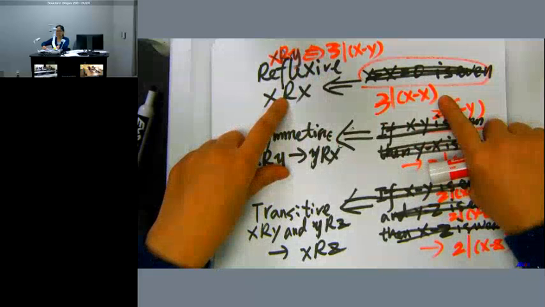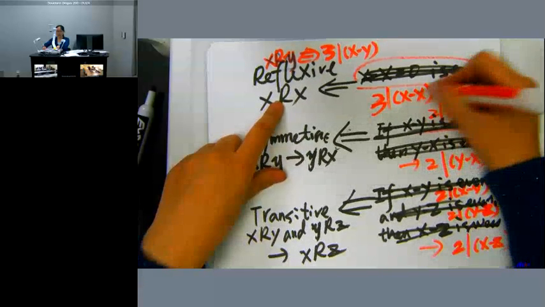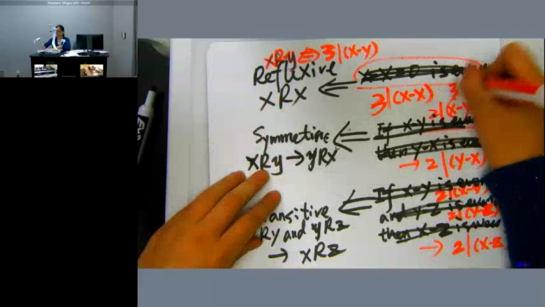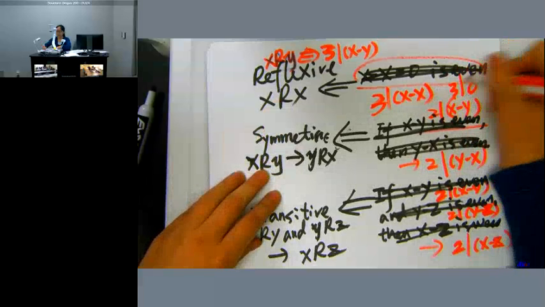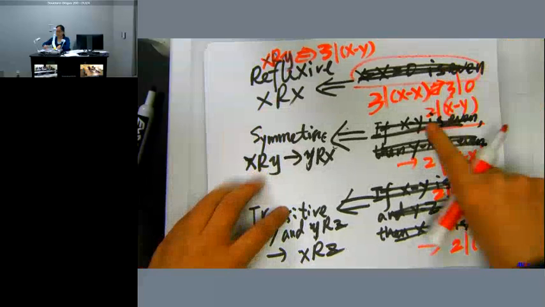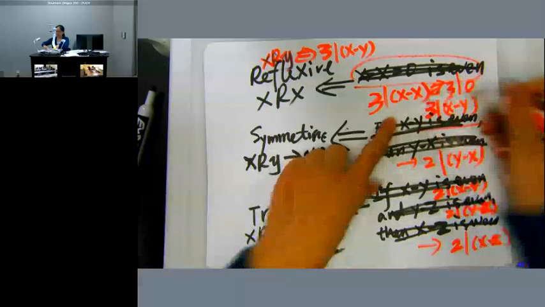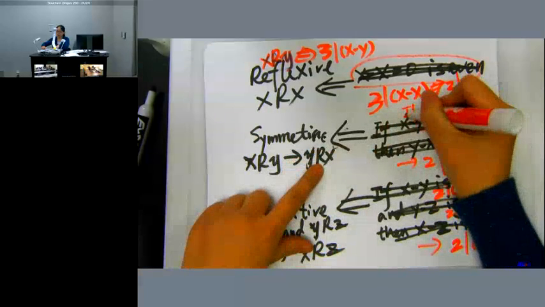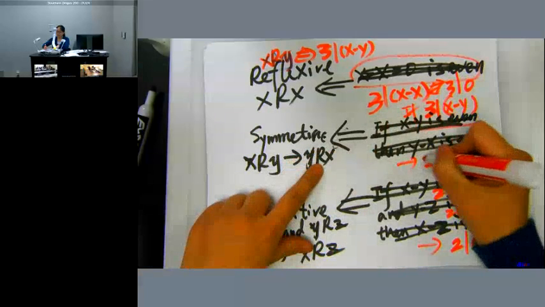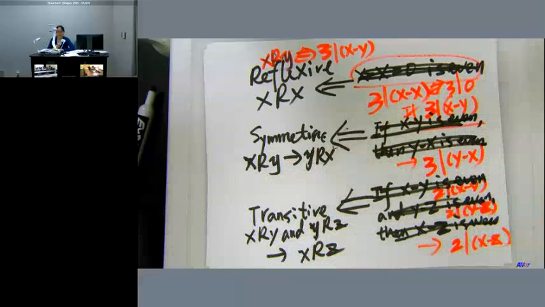Yes, why? Because x minus x is 0, right? So because 3 divides 0. It's the same as 3 divides 0. Now, change that 2 to 3. If 3 divides x minus y, then 3 also divides y minus x. Is that true? Yes, think about it.